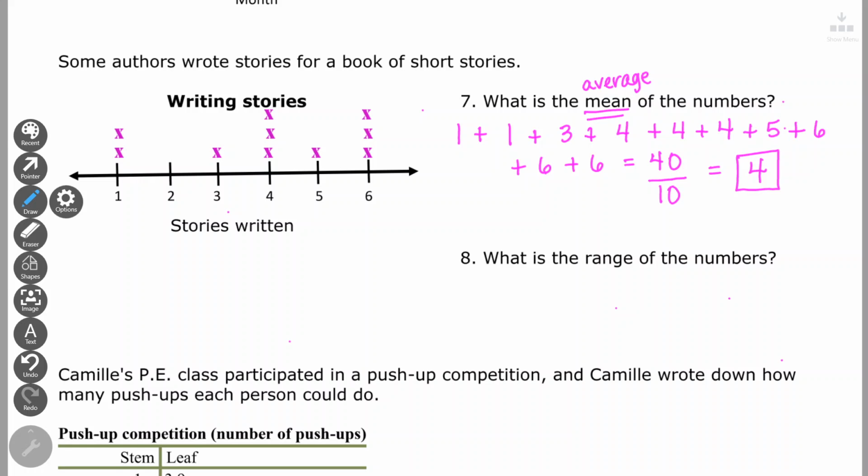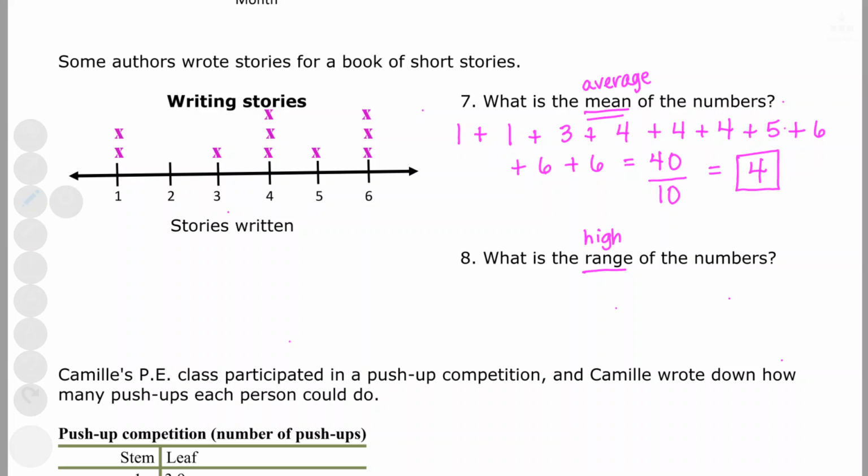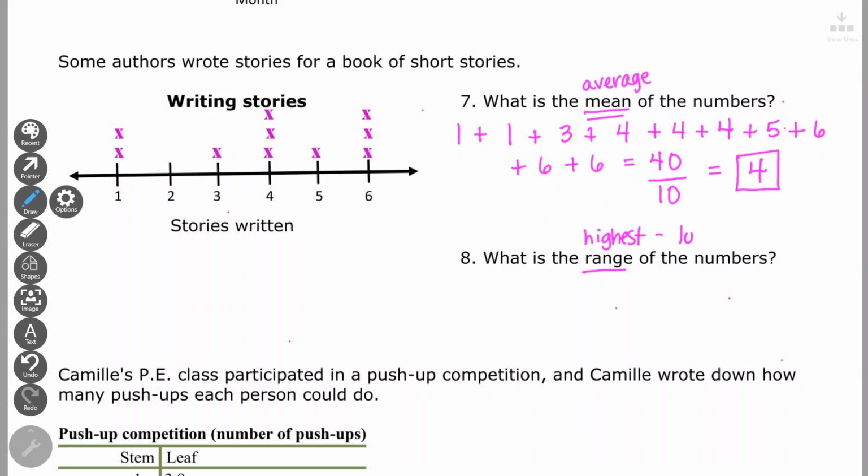All right, number 8. What is the range of the numbers? So when we look at the highest and the lowest, remember the range is going to be the highest minus the lowest. Now the highest number represented would be 6, and the lowest number represented would be 1. So 6 minus 1 is 5. So the range of this data set is 5.